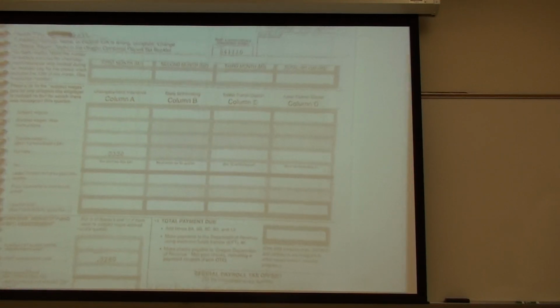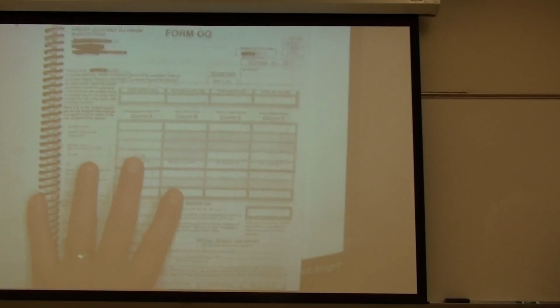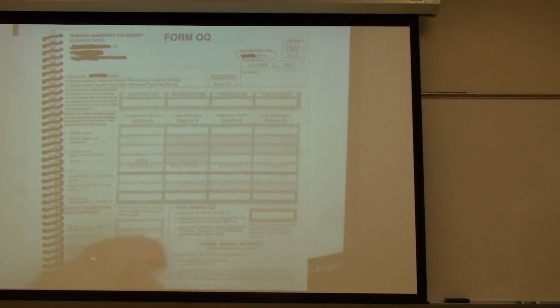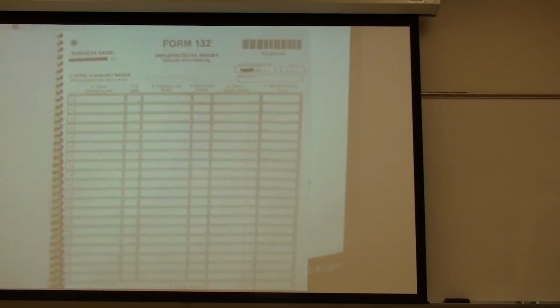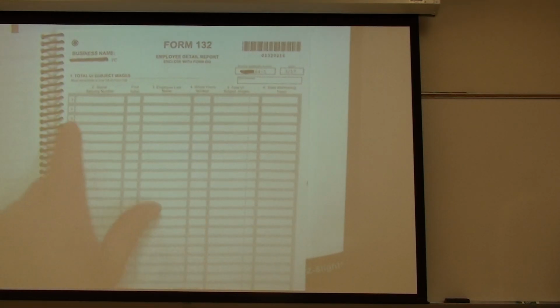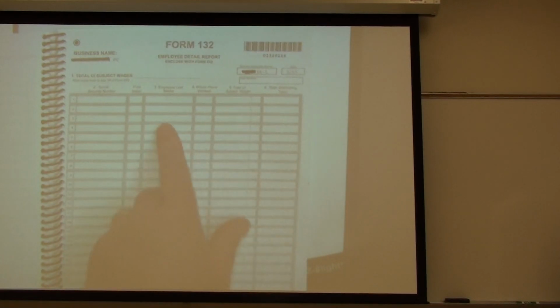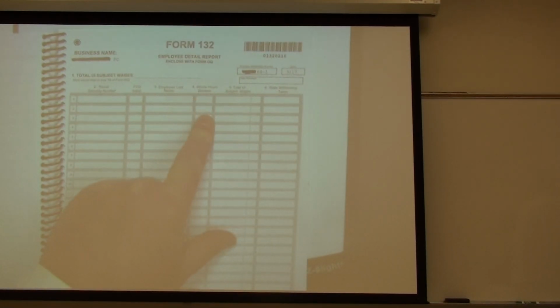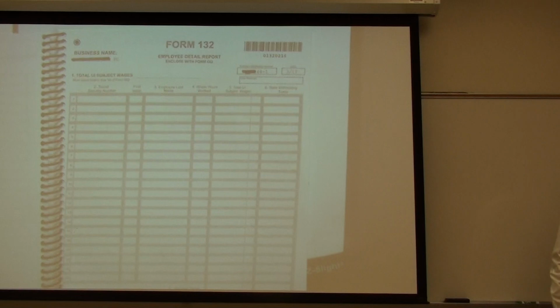Again, these have to be filed every quarter. You also have to list out every single employee on Form 132, how much you paid each individual employee, how many hours they worked, and all that. So these are very detailed, and they take a lot of time to do. Again, if you have a payroll service, they'll do that for you, and I think it's a really good idea because these can get very complex really quickly.